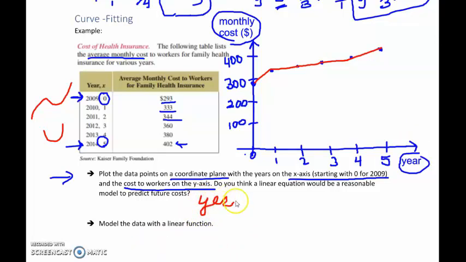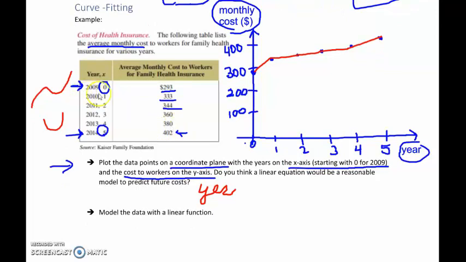Okay, the next question says, model the data with a linear function. This is what you're learning to do here, and this is what you need to know how to do for homework questions. How do we use the data that we're given to model it as a line? So what you're going to want to do is take the first point and the last point. The ordered pair for the first point, and remember we're using 0 through 5, is 0 and the y value is 293. And the last point is year 5 and 402.